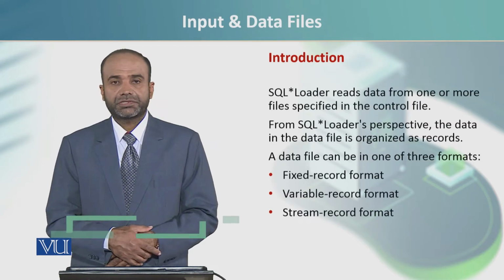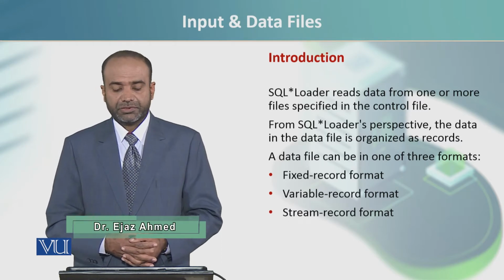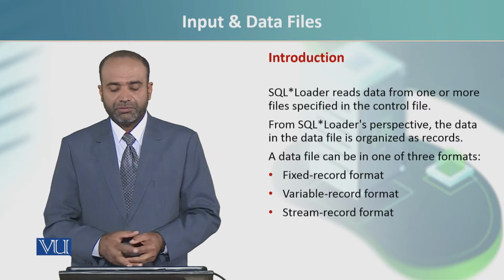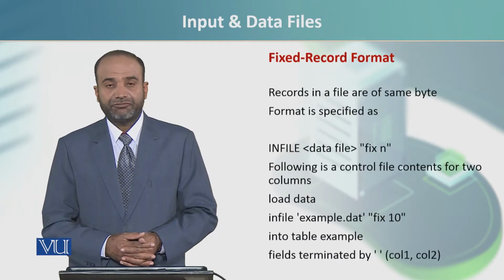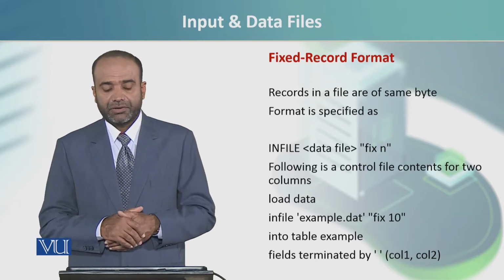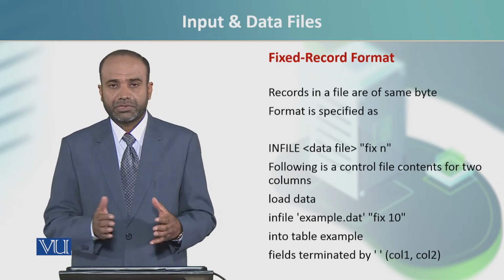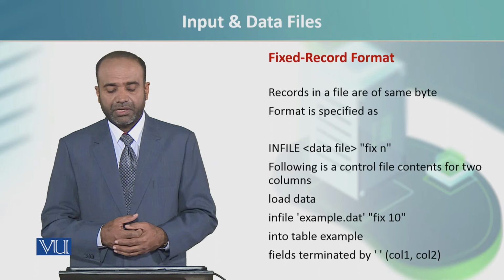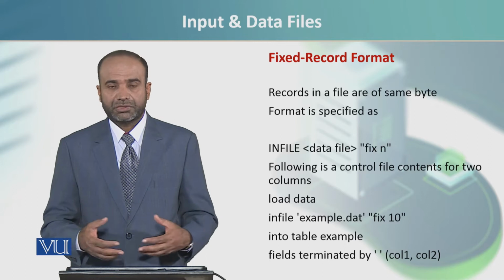SQL Loader reads the data from one or more files specified in the control file. From the SQL Loader perspective, we will use the fixed record, variable record, and stream record formats. In the fixed record format, we mention the file by using fix inside double quotation marks, and within that we manage the load data. As an example, we put the file in the source file, for which we say it is fixed 10, into the table example, terminated by a single quotation, with column 1 and 2.